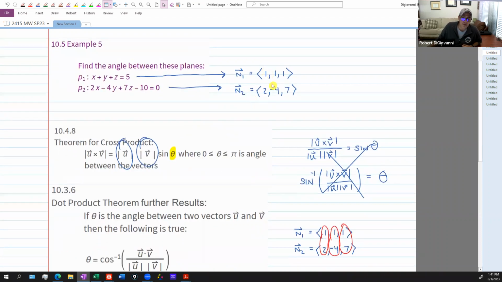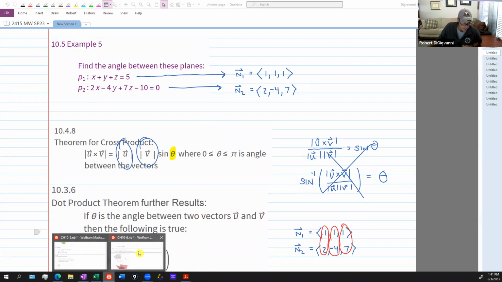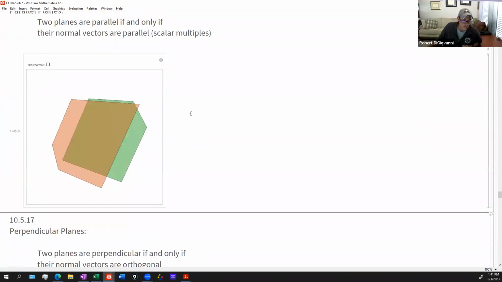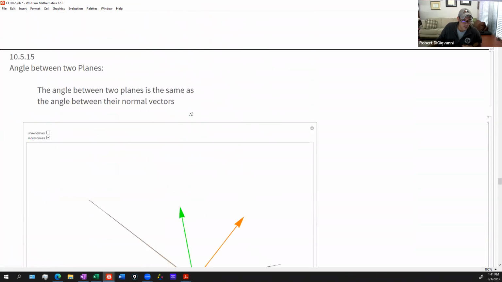What if we dotted these two vectors and we got 0? What would we know about those two planes? They're parallel. Parallel? Careful. If we take a dot product and get 0, it means they're orthogonal.